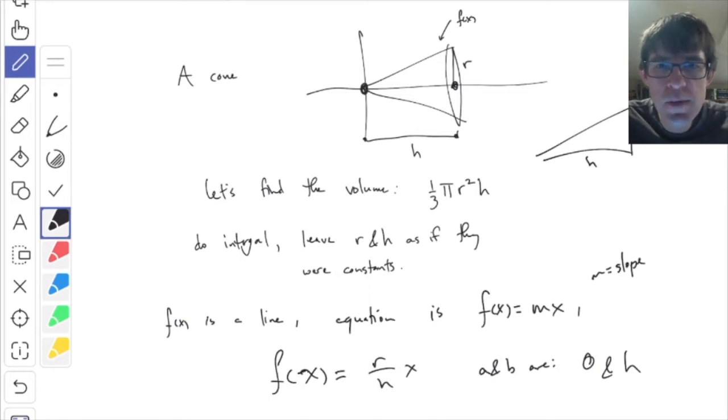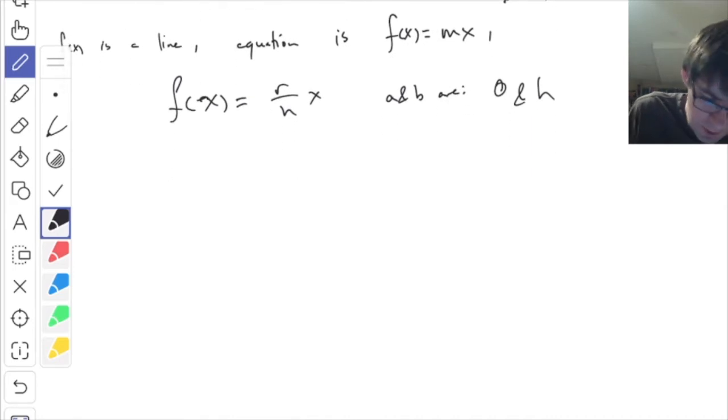This is a little weird to have something that looks like a variable in the boundary values of the integral, but remember, we're treating h as if it was a constant, so don't worry about it. Nothing weird really happens. All right, let's set it up. So I get the integral from a to b. I'll just write the formula as is first: pi f of x squared dx.